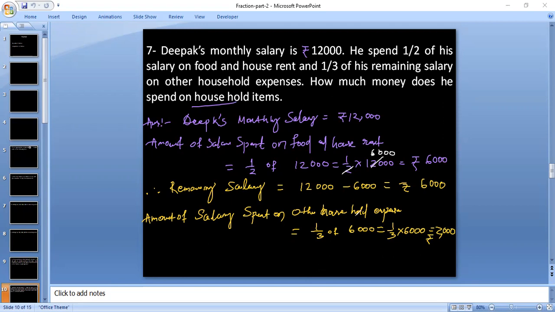So the question is how much money does he spend? So we write: hence Deepak spent 2,000 rupees on household expenses. Okay, now my battery is draining. Okay, just wait.